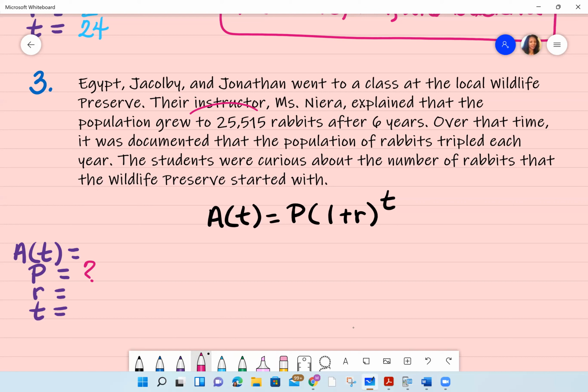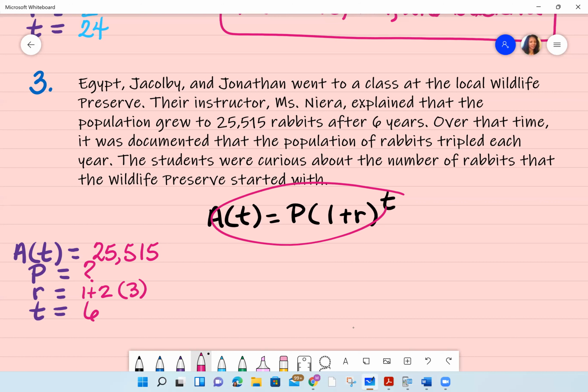That means that this was a future value. So the population of rabbits grew to 25,515, which is my A of t, at a rate of triple. So again, this is one of those cases where you can either write 1 plus 2, because your parentheses has to just have 3 because triple means 3. Time is going to be the 6 years, so 6. I find where the actual variables are located and I just substitute accordingly.